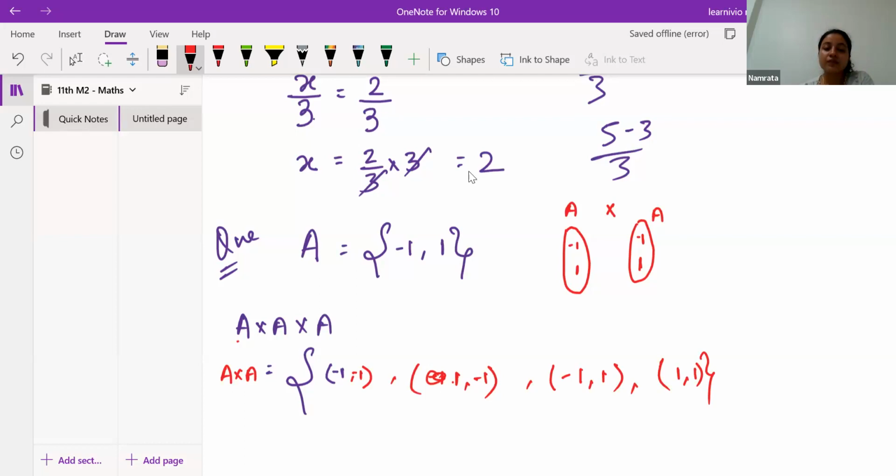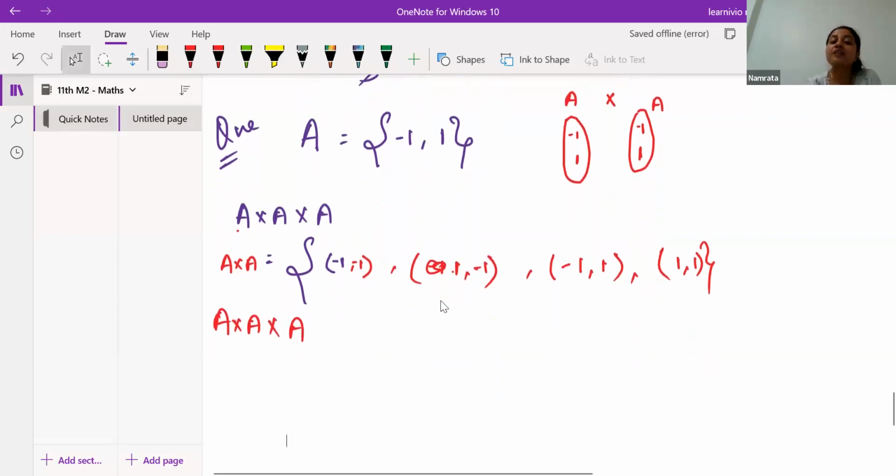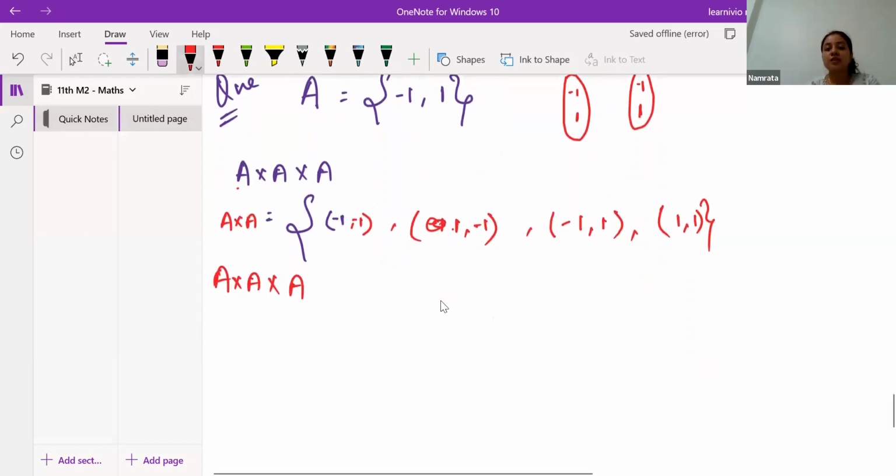Now we have to find A cross A cross A. Whatever A cross A we have got, that we will multiply with A. So whenever A cross B cross C is given, first you multiply the first two, and then you multiply the result of the first two with the last one. Now you will be able to understand.